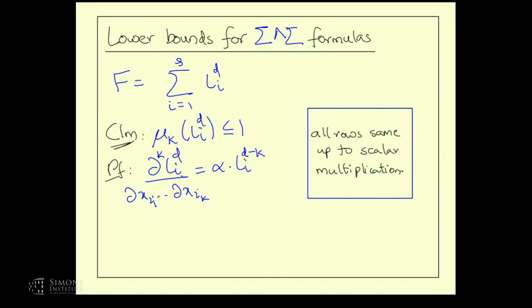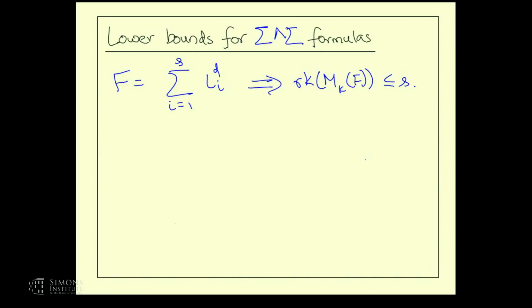The important thing is that I have n choose k distinct derivatives, but all these derivatives are scalar multiples of the same thing. Which means that all the rows in my matrix are the same up to scalar multiplication, so this matrix has rank at most 1. And then by subadditivity, my formula, which is a sum of at most s such terms, has rank at most s. So that's the nice property we have from this complexity measure.